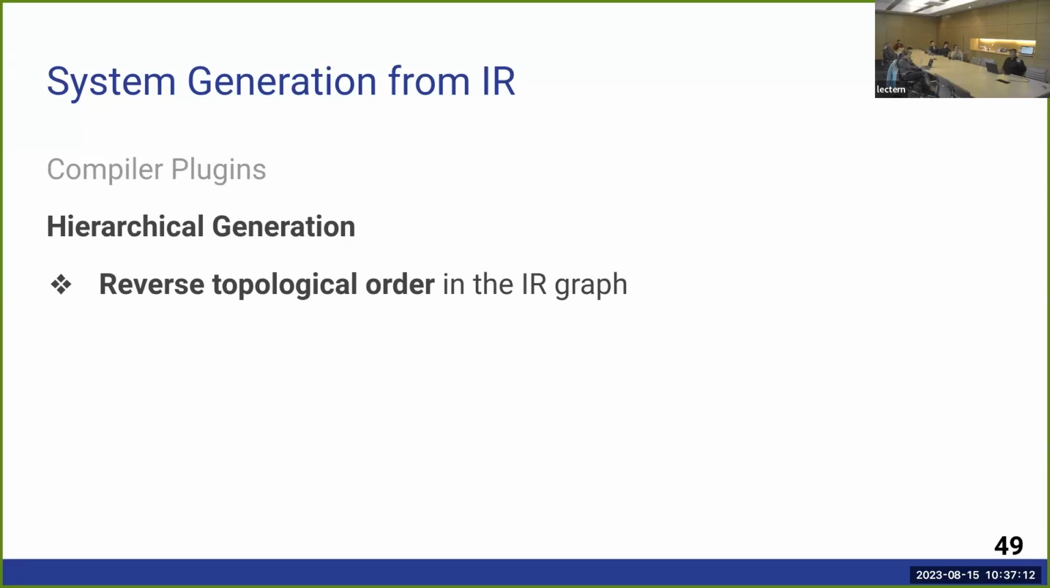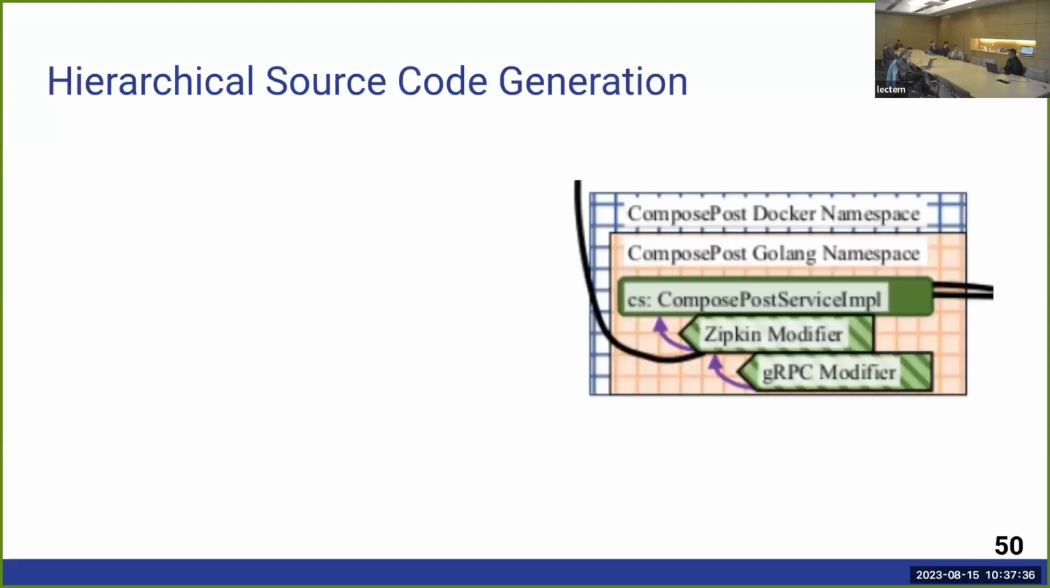So we have a hierarchical generation where we do the generation in reverse topological order in the IR graph. The reason for this is that it makes sense because you're generating things in an order where all the dependencies are generated first, before your service is generated. That makes it easy for us to generate systems. So let's take an example.